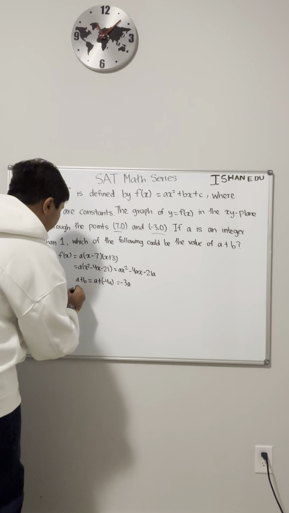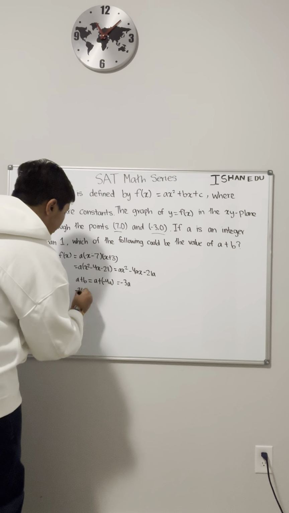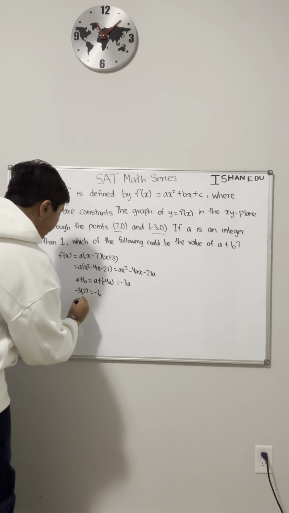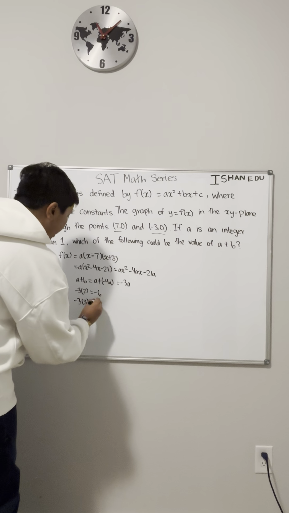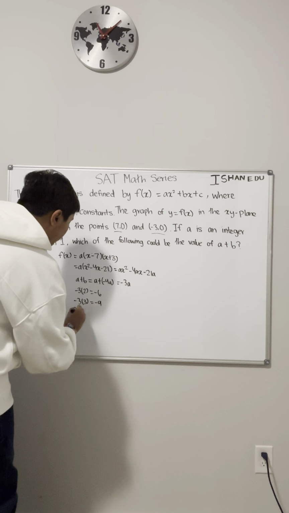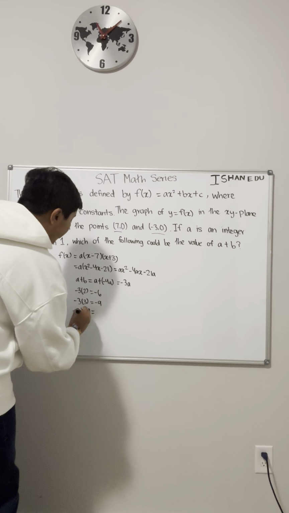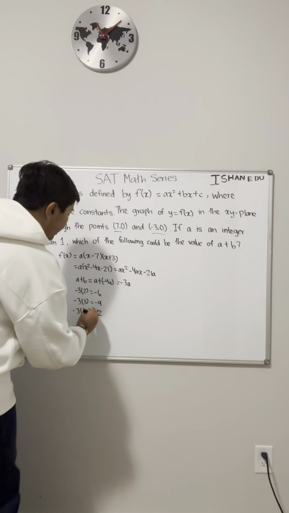So negative 3, and for a we do 2, equals negative 6, right? We can do that for 3, which is negative 9. We can do this for 4 as well, which is negative 12.